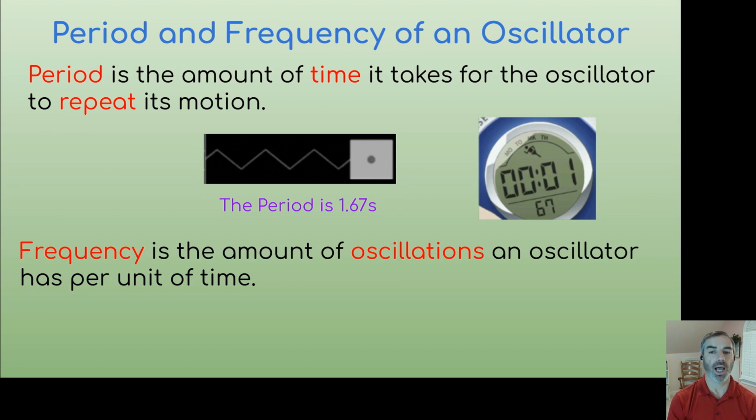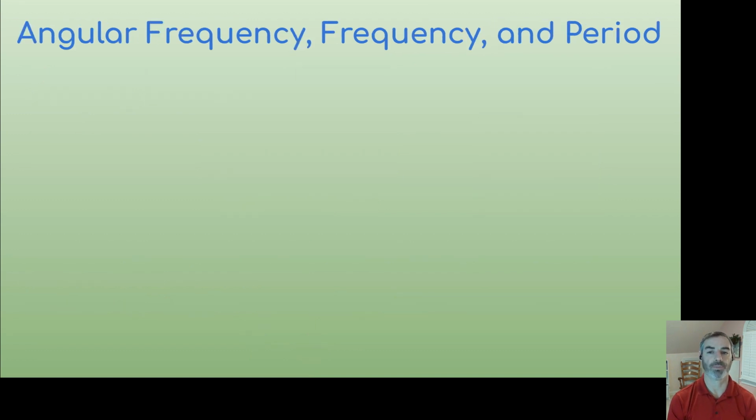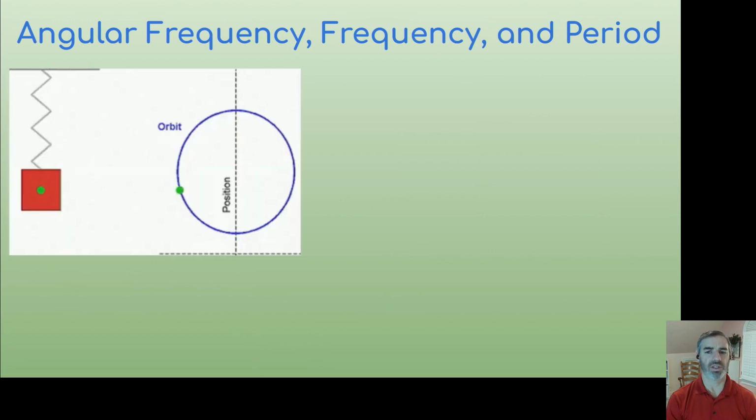So how many times does it go back and forth in 1 second? Frequency is the inverse of period, which means that period is just equal to 1 over frequency, or frequency equals 1 over period. So that means 1 divided by 1.67 seconds would be the frequency of this oscillator. So let's talk about angular frequency and how it's related to frequency and period.